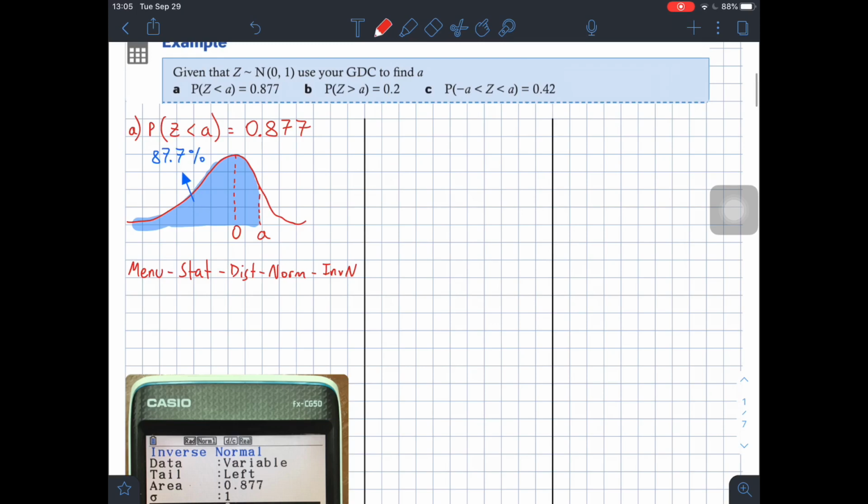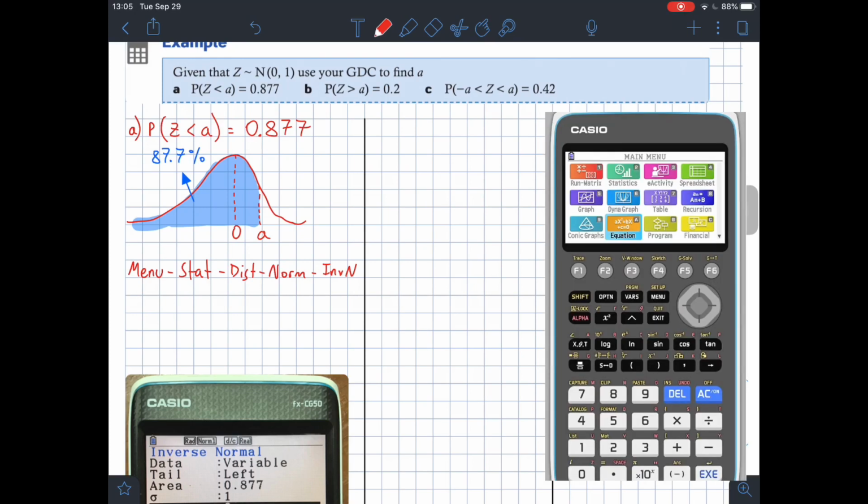Okay, so let me show you what that looks like in the calculator. So if you take a look at the calculator, we would go to menu statistics, and you're going to click on dist F5.